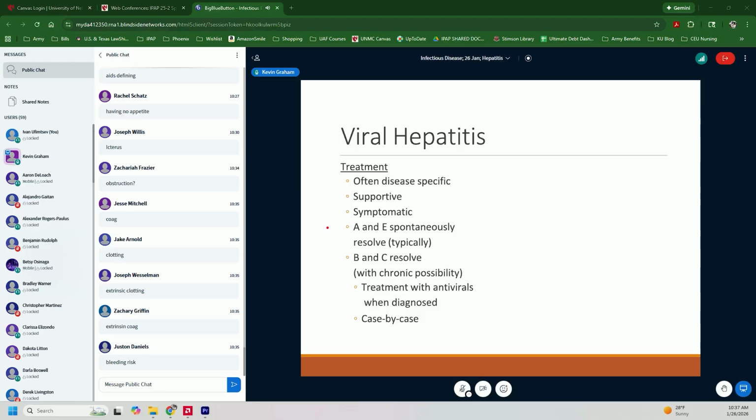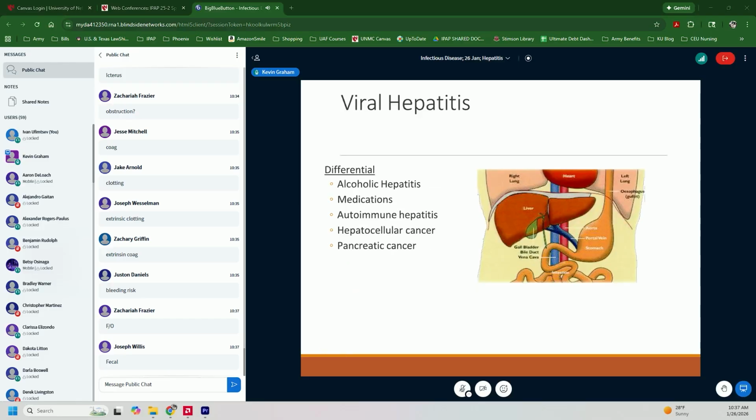How do we classify hepatitis A and E? What am I thinking right now? Is it fecal-oral or is it serum related? It's fecal-oral. That's exactly right. And these tend to be self-limiting. The patients hurt, right? They're not feeling well, but it tends to be self-limiting. Hepatitis B and C can resolve, but they also may need antivirals. And of course, it's a case-by-case basis based on how the patient is.